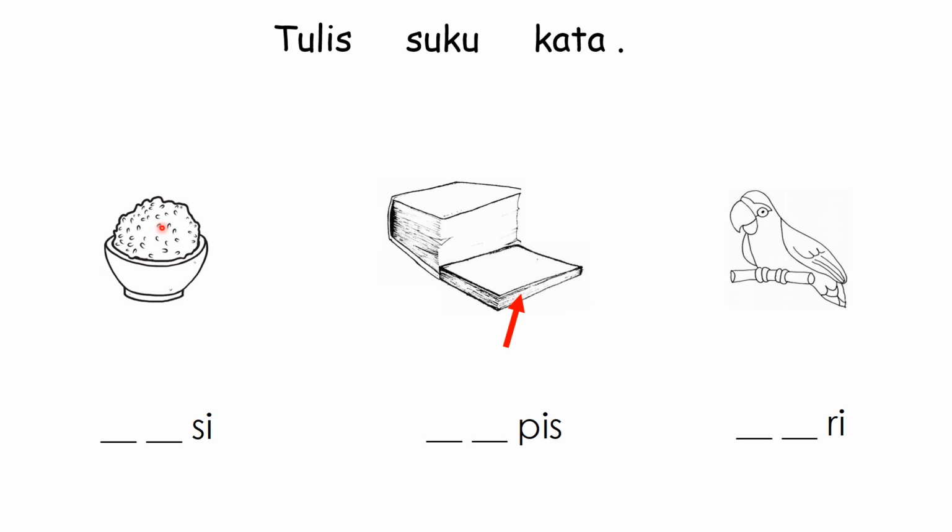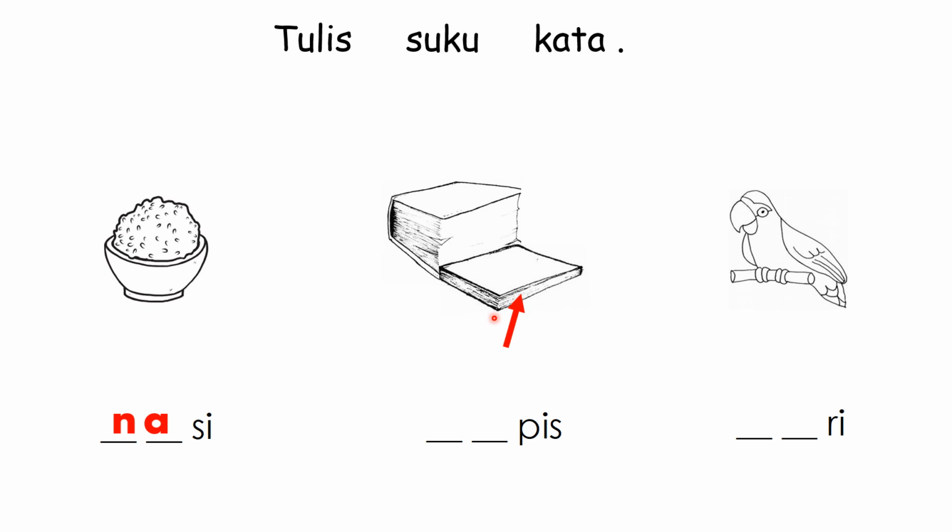Yeah? Na and si. Okay, so here we are going to write na. N, a, na. Na, si. 1, 2. Two suku kata.